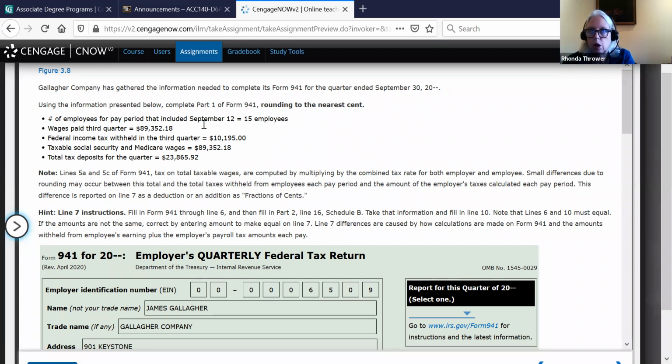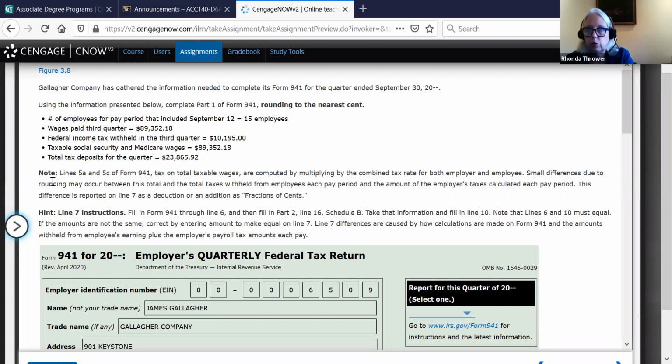$23,865.92. All of this information is important, but especially look at the total tax deposits for the quarter. Do you see that they're less than $50,000? So this is going to be a monthly depositor.